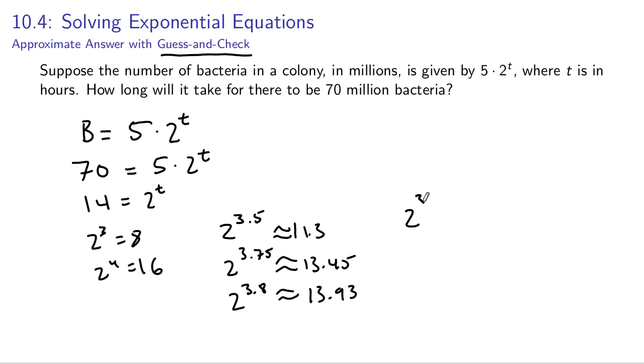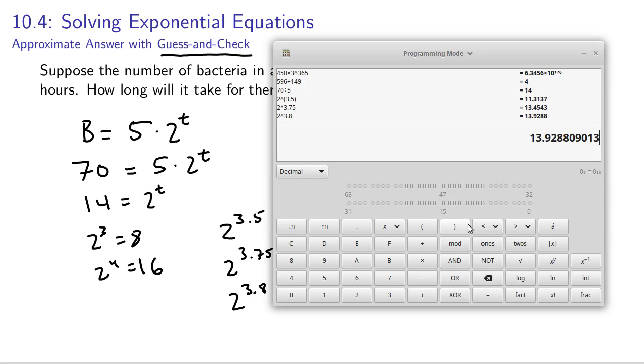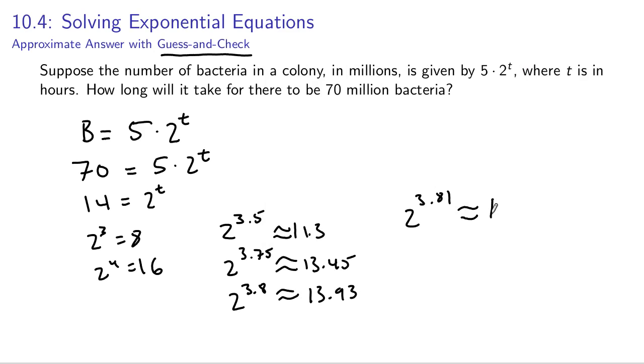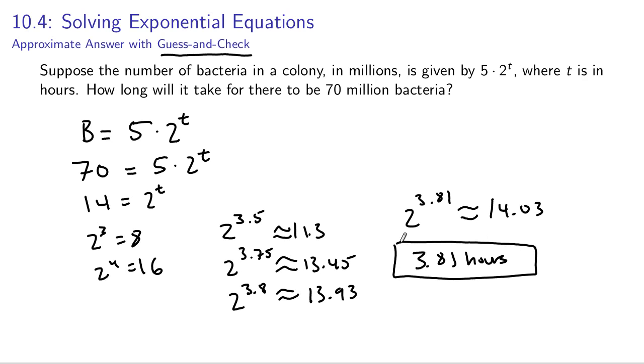What if we try 2 to the 3.81? Well, we would get 14.03. And suppose this is a good enough answer for our application. So we could say 3.81 hours is how long it would take to get to 14 million.